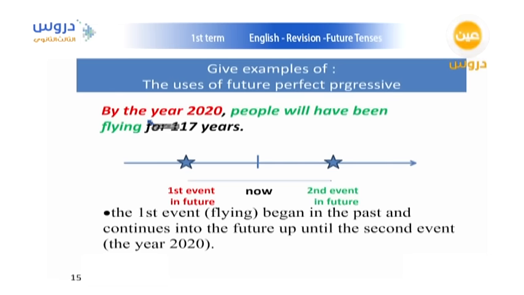And here we have an example. By the year 2020, people will have been flying for 117 years. So the future perfect continuous tense looks like the future perfect tense, but it expresses longer actions or states up to some specific event or time in the future.